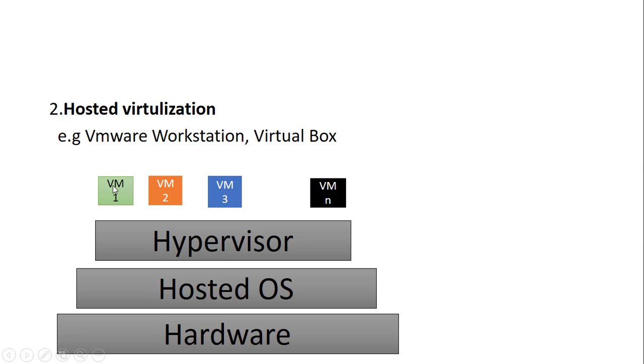Suppose virtual machine 1 communicates with the hardware. It first communicates with the hosted operating system, then it communicates with the hardware. The intermediator is the hosted operating system or base operating system. That's why its speed is less as compared to bare metal virtualization. Examples are VMware Workstation or VirtualBox.